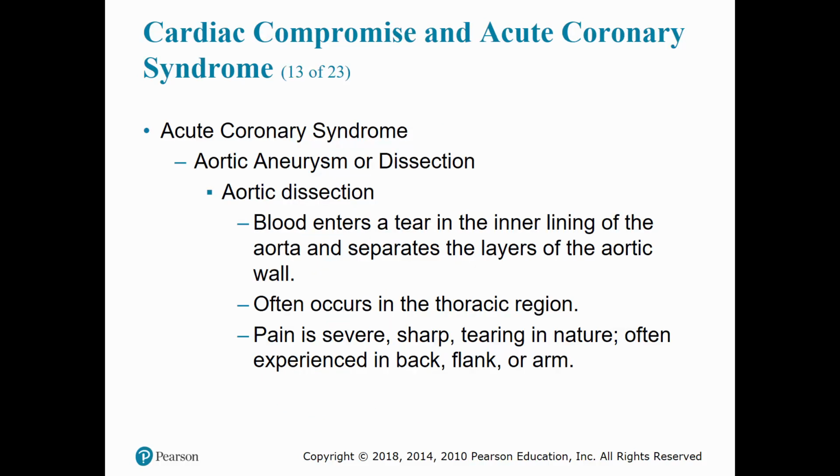Now, aortic dissections occur when there is a tear in the inner lining of the aorta and blood enters the opening and causes separation of the layers of the aortic wall. Aortic dissections occur most often within the thorax. The pain is classically most severe when the dissection first occurs and is most often described as a sharp, tearing, ripping type pain.